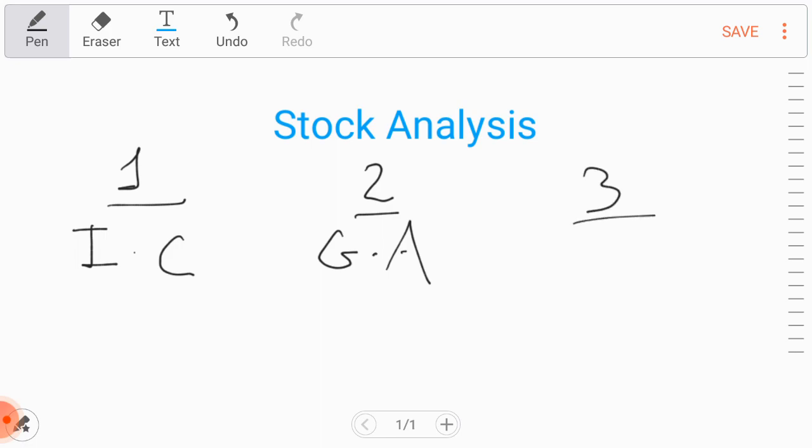The third one is after reviewing the company's earning income statement and graph analysis, which features the education of technical analysis, I have made a couple of videos about it. Then on the third part, I just review what big hedge funds are doing with that certain stock or company, or the prediction they have for that certain company.